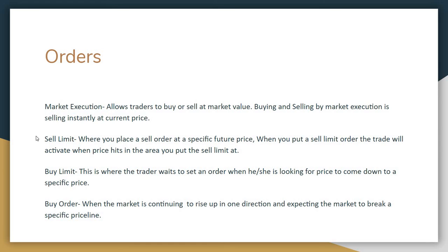And a sell limit is where you place an order at a specific future price. When you put a sell limit order, the trade will activate when price hits the area you put the sell limit at. A buy limit order is where the trader waits to set an order when he or she is looking for price to come down to a specific price. And then we have a buy order. A buy order is when the market is continuing to rise in one direction and you expect the market to break a specific price line.